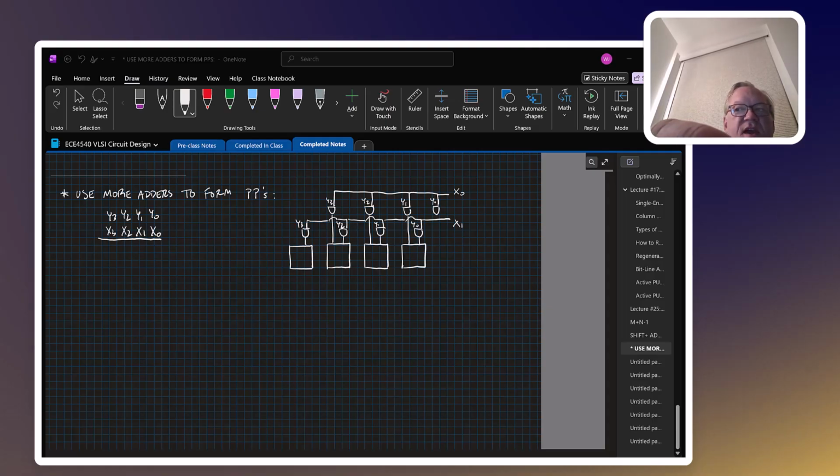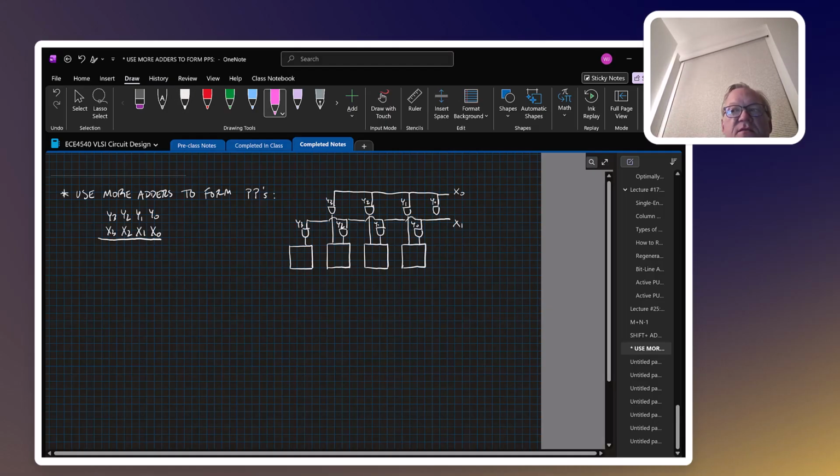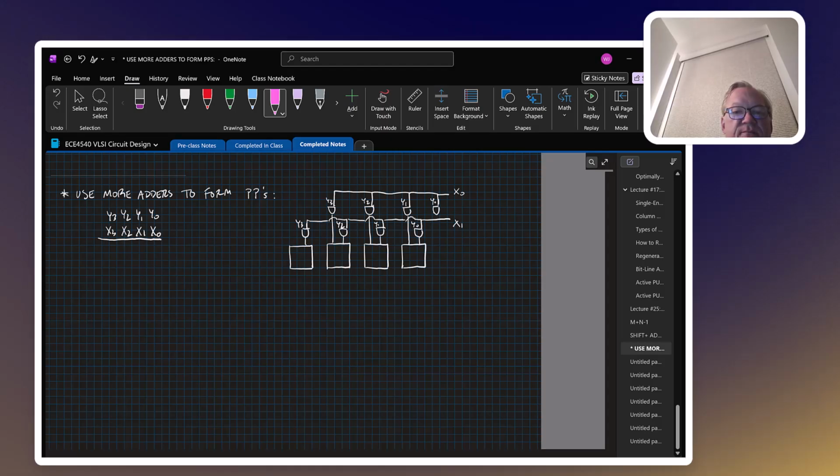Now we can save area by only using half adders instead of full adders, where we don't have 3 inputs coming into the adder.